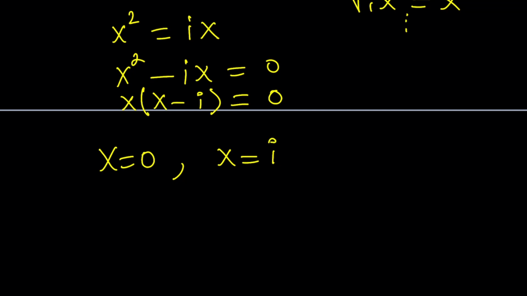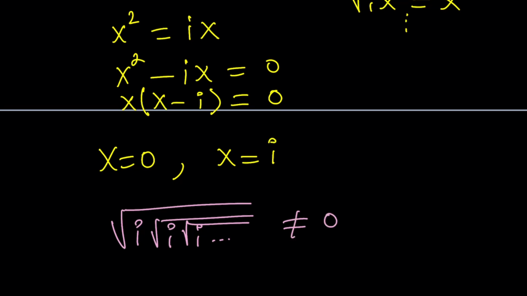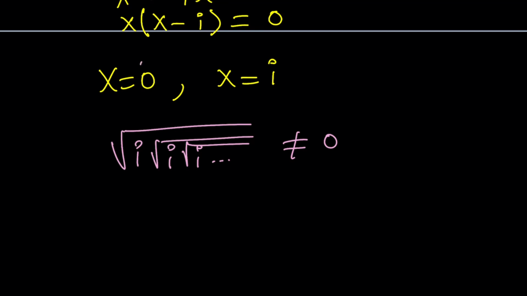X equals 0 does not satisfy the original expression. I mean, the original expression cannot equal 0. Why? Because you're multiplying I, square roots of I, whatever, and this is not 0. There's no 0 in the product. That's something interesting about 0: if you don't have any zeros, the product cannot be 0. That's a very powerful rule for 0. Annihilation. Anyways, so 0 is not acceptable.